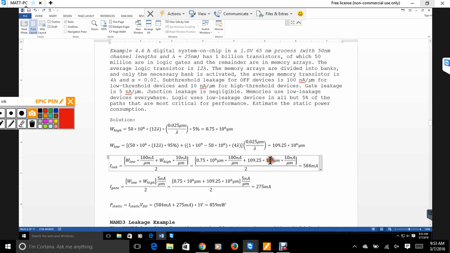So trust my gut the first time I do it, right? The math's going to come out correct there. So it's 100 nanoamperes per micrometer for all low threshold devices. And so that was 109.25, so that's this one here. And the high is this value times 5%. So now this equation is right.